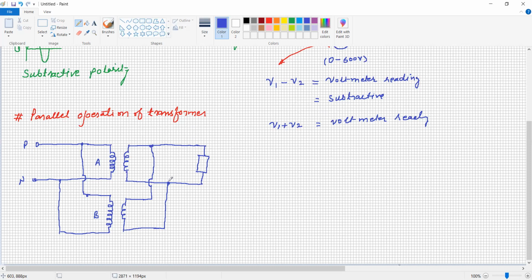But what is the need of parallel operation? What is the reason we are doing parallel operation? The parallel operation is used for large load, where it may be impractical to connect a single transformer. What is the reason why we are connecting the transformers in parallel? Reasons for parallel operation.